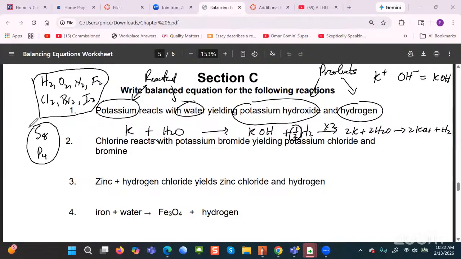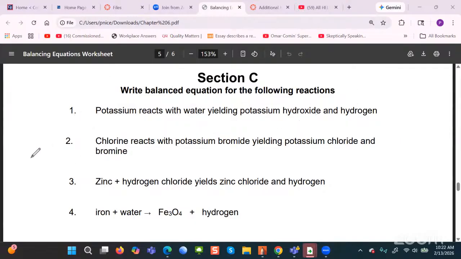Okay, let me clear this to avoid confusion and move on to question number two. Same idea. You have to identify what the reactants and products are. In this case, it says chlorine reacts with potassium bromide, yielding potassium chloride and bromine. So I would identify the reactants, which would be the chlorine and the potassium bromide, and the potassium chloride and the bromine would be the products.